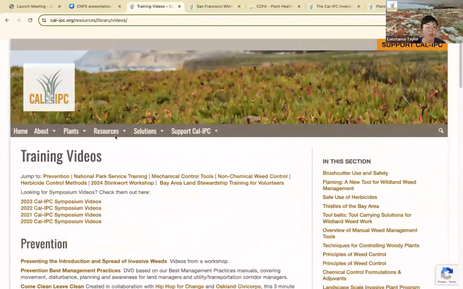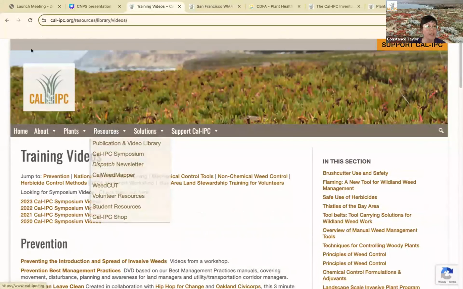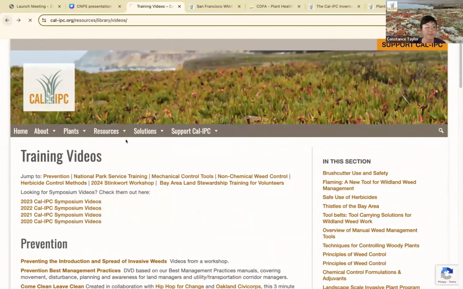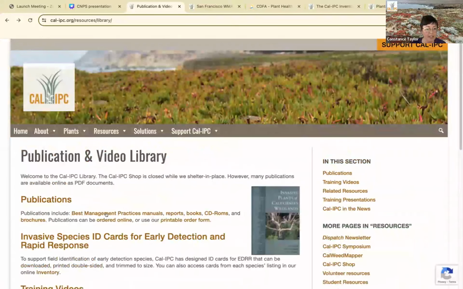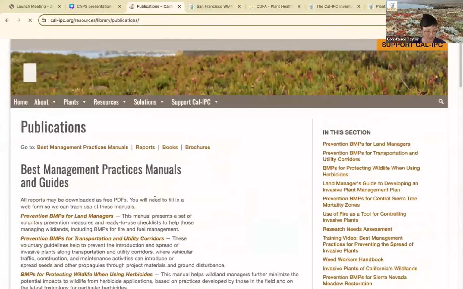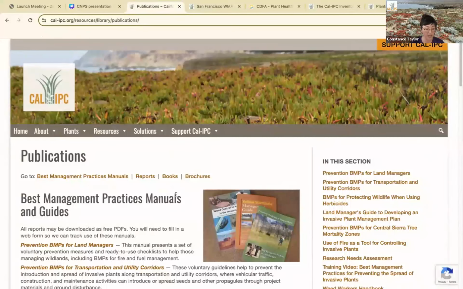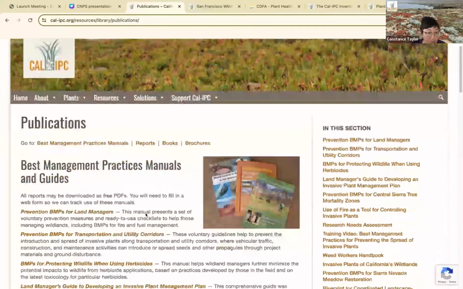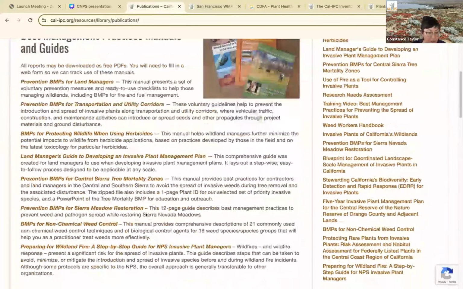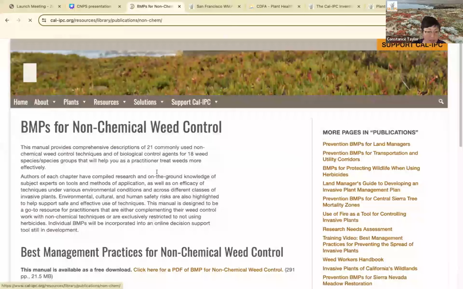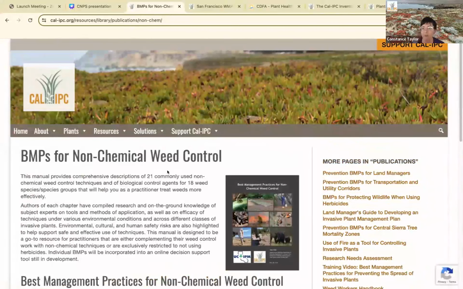If you are more of a "I want to read it" type of person, we have you covered. We've got our publications. If you go here, you will see the BMPs, which means best management practices for non-chemical weed control. This is a really great one because it doesn't get species specific, but it does really go into non-chemical techniques, what they're good for, how they're used. It's kind of a one-stop shop for all your non-chemical techniques.